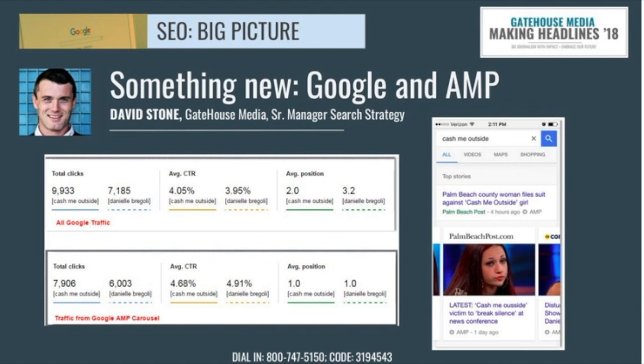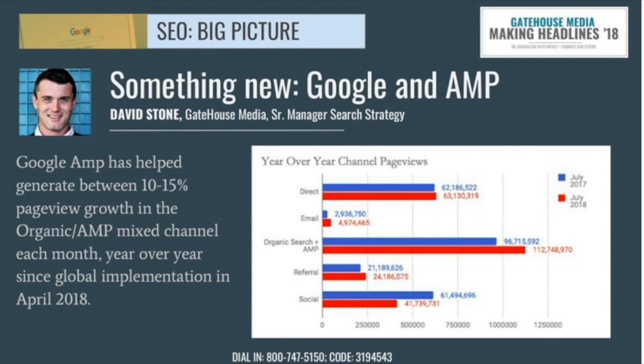And Google AMP is just, again, a great opportunity for news publishers for breaking news. And you can go to the next slide, Tim. Google AMP has helped generate for Gatehouse 10 to 15% page view growth in the organic AMP mix channel each month, year over year, since implementation in April. And we implemented this at CMG before I came here, and we experienced something very similar as far as the growth. What are the downsides to AMP?